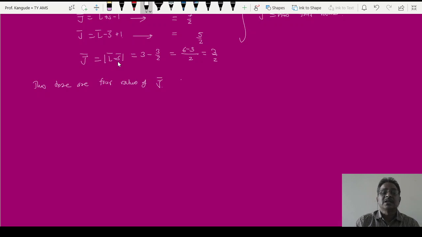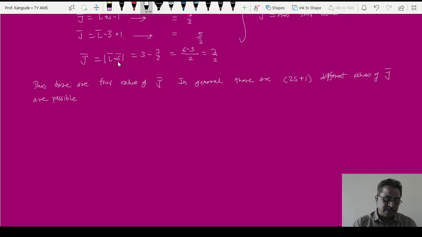In general, once we know S bar, in general there are twice S plus 1, capital S, twice S plus 1 different values of J bar possible.